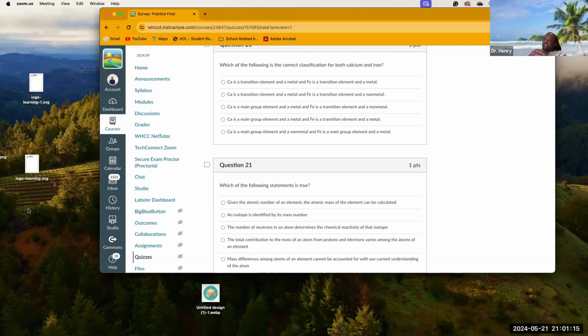C, calcium is a main group element and a metal. Iron is a transition element and a nonmetal. D, calcium is a main group element and a metal. Iron is a transition element and a metal. E, calcium is a main group element and a nonmetal. Iron is a main group element and a metal.